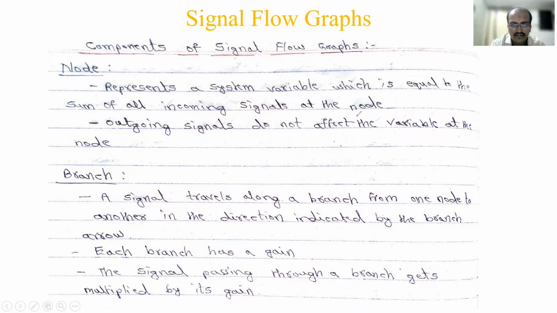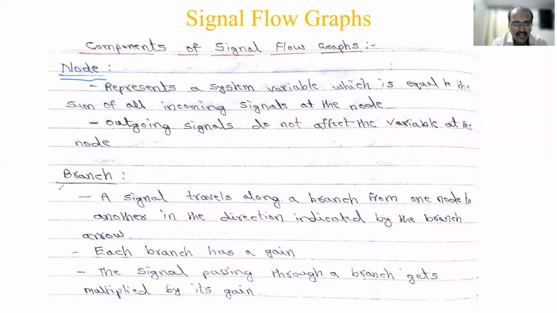We have shown both in the previous slide, what a system variable is and their algebraic sum also. And outgoing signals do not affect the variable at the node. So outgoing signals do not affect the value of that variable of that node. So this is about the first component, node. Whatever you have studied in network theory, node, that is also the same. Next we have branch.